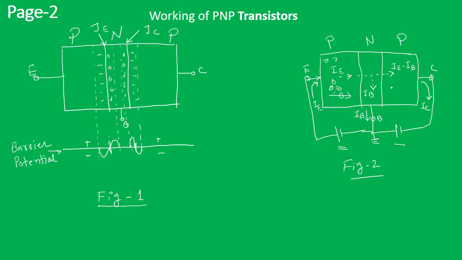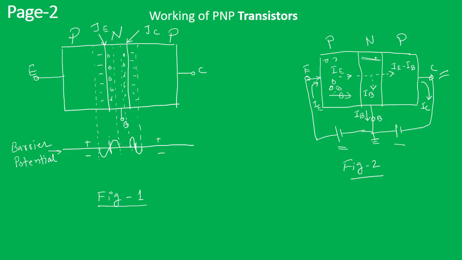In a cricket match we have seen that the wicket keeper is collecting the balls. So here also the collector is collecting what? It is collecting the majority charge carriers coming from the emitter region. Now the question arises here, shall we not have sufficient recombination? No, we shall not have, because the first thing is that the base region is lightly doped.